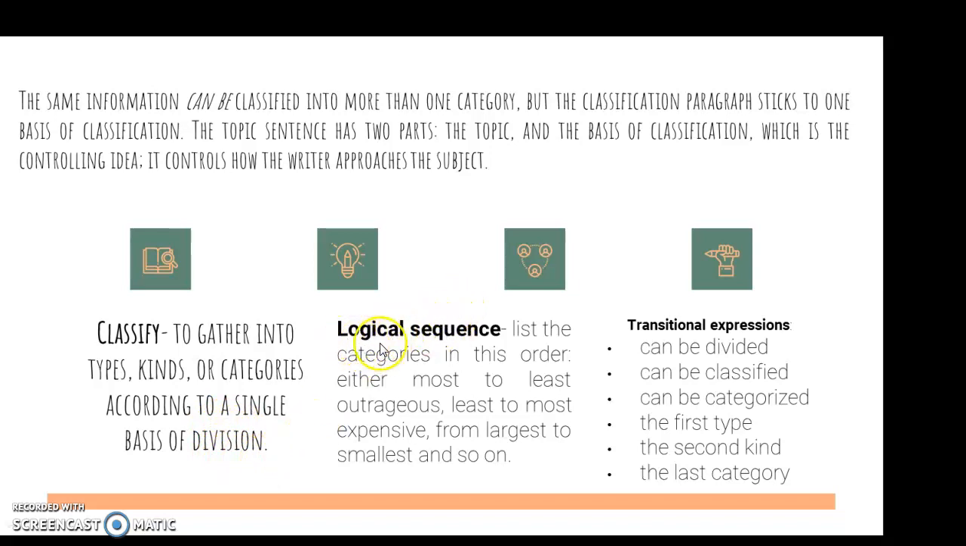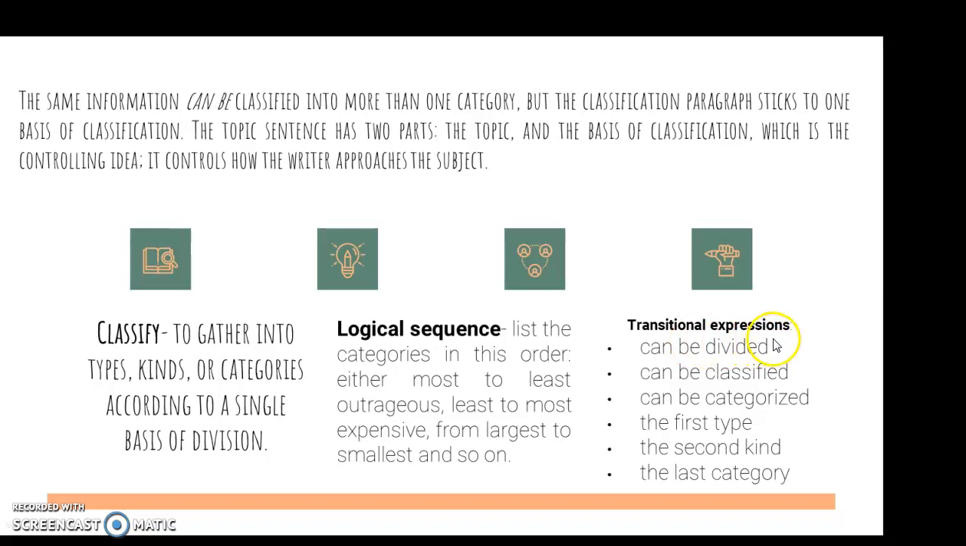Then we have to explain a logical sequence of things. List the categories in the order you have already studied, either from the most to the least outrageous, least to the most expensive, from the largest to the smallest, and so on. Remember the class we had on emphasis through the way in which we use climax, the order of climax, the space order, and the order of time. So this has to do with the order of climax.